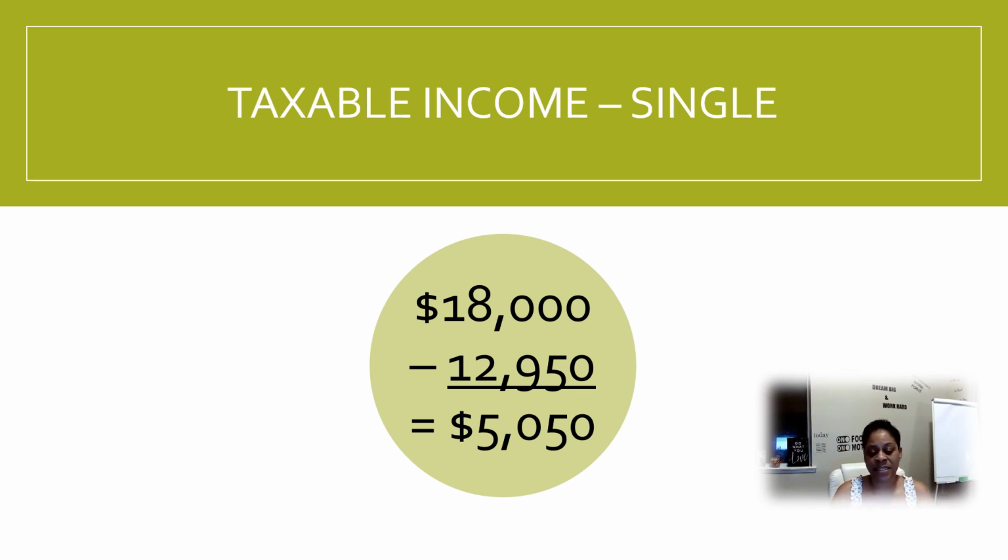So let's look at this example for a single filer, someone whose filing status is single. For example, let's say they made $18,000 for the year. They're single, they have no dependents, they provide their own support, and they do not support anyone else. So their standard deduction, according to the chart we looked at earlier, is $12,950. So when you subtract that from their gross income, that leaves $5,050 of taxable income. This is not the amount of tax, but this is the amount of income that they are taxed on.